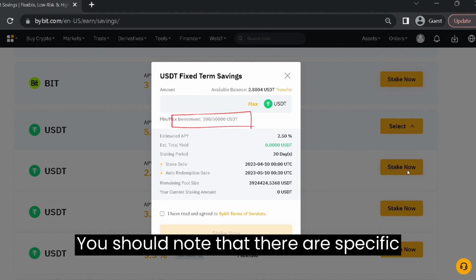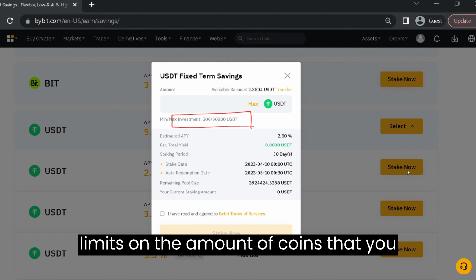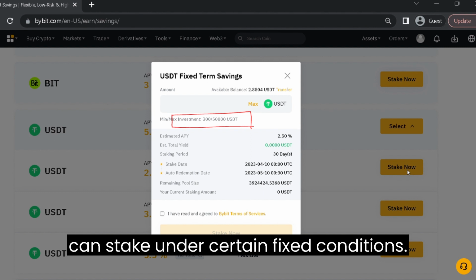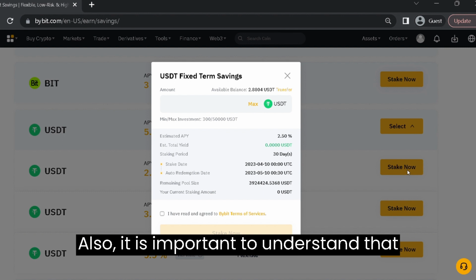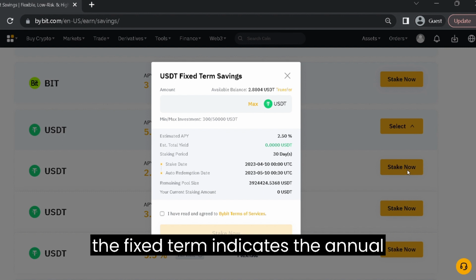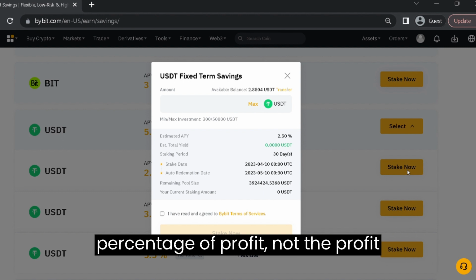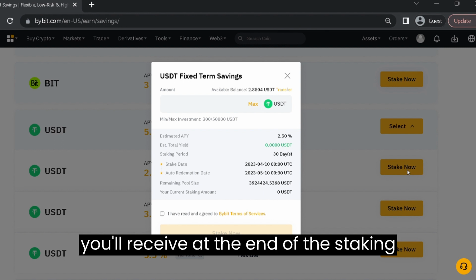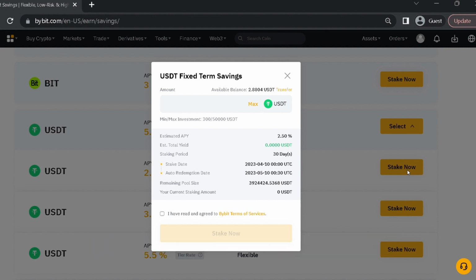You should note that there are specific limits on the amount of coins that you can stake under certain fixed conditions. Also, it is important to understand that the fixed term indicates the annual percentage of profit, not the profit you'll receive at the end of the staking period.